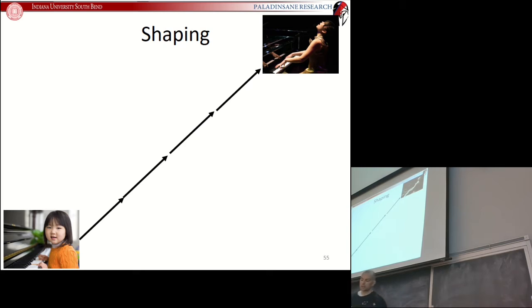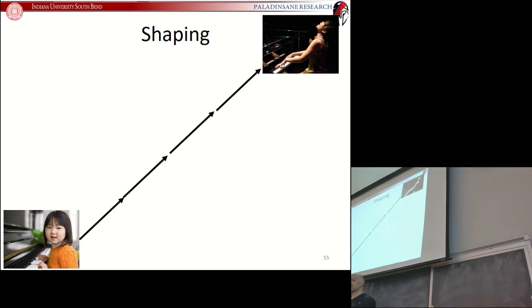Pretty soon he's going to be spending more time in the back half of the box. And then you say, all right, now that he's in the back half of the box, let me see if I can reinforce him when he's near the bar. So when he's over to one side, you don't reinforce him. When he's near the bar, here's some food. When he's over on the other side, you don't reinforce him. Pretty soon he's going to spend more time around the bar. And then you say to yourself, all right, sometimes he's on all fours. Sometimes he's standing up. You need to stand up to press the bar. I'm going to reinforce him when he stands up.